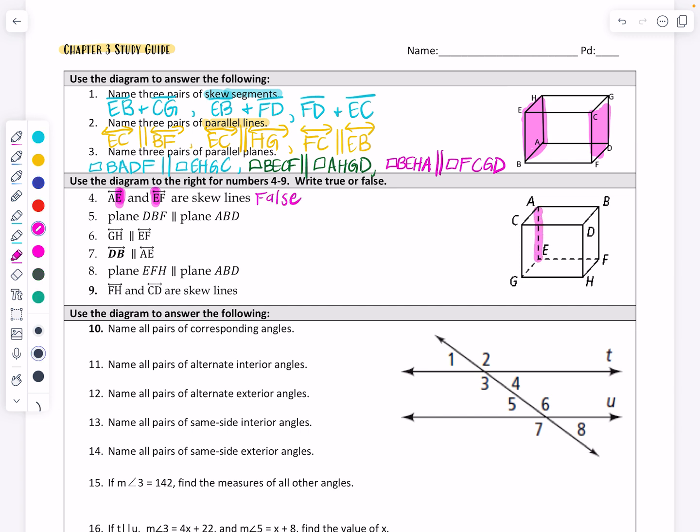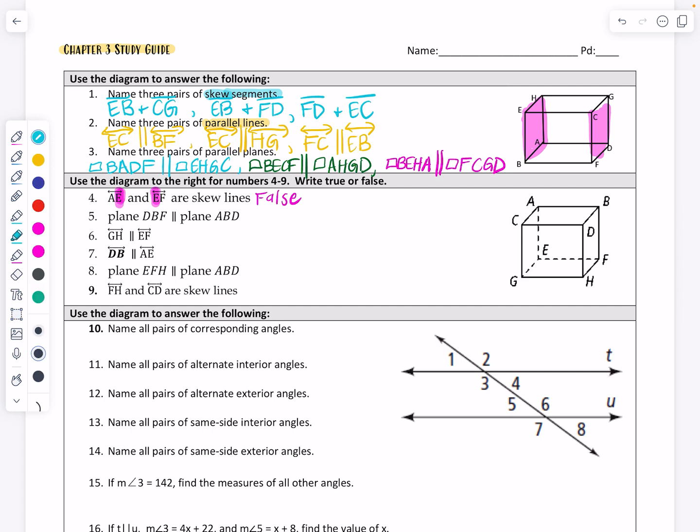AE is here, and line EF is here. Are those skew? No, because they are crossing, and they are crossing at point E. They do face different directions, but they do cross. So that is going to be a false statement. That is false, because those do cross at point E.